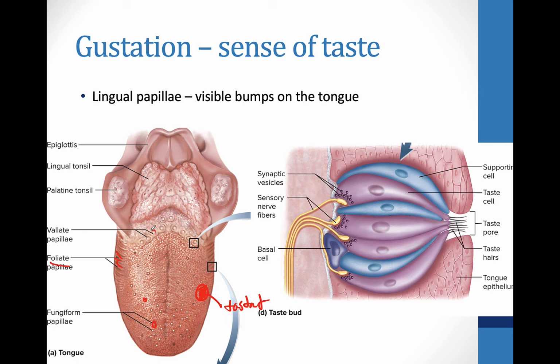And then we have these large vallate papilla, and these are also called circumvallate because they have circles around them. These create this V region at the base of the tongue. They have about 7 to 12 papilla total, but you have about 250 taste buds in a single papilla. So this V region in the back of the tongue makes up about half of the taste buds that you have.